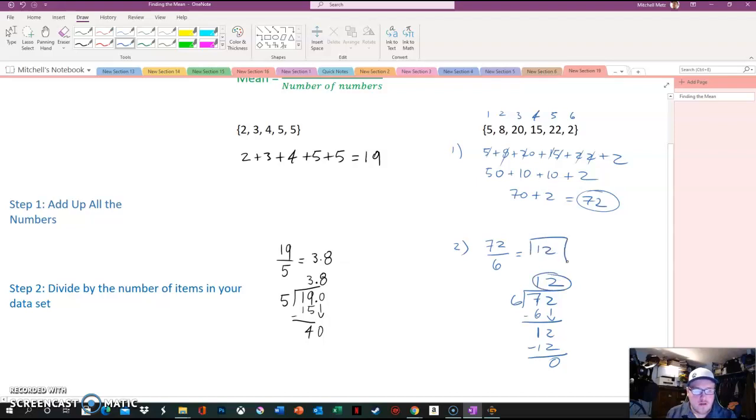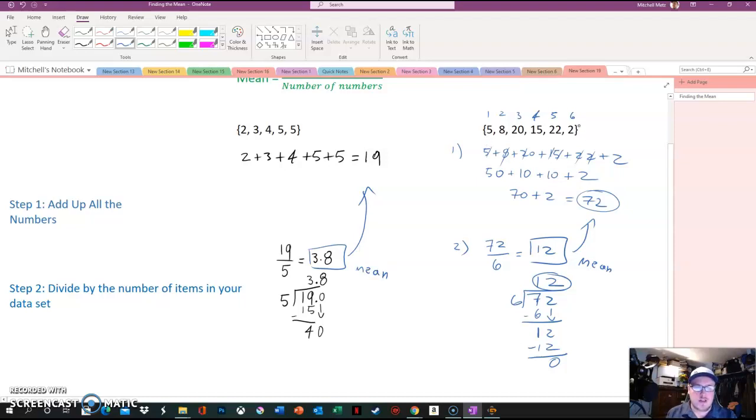So this data set here has a mean of 12. And this data set has a mean of 3.8. So that is our mean. So our mean is just a single number that describes where approximately the center of the data is.